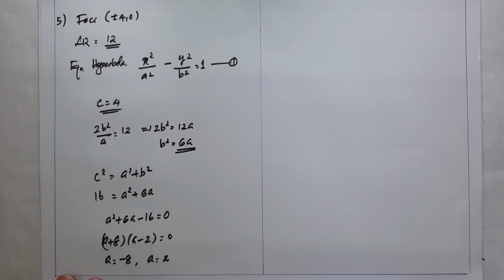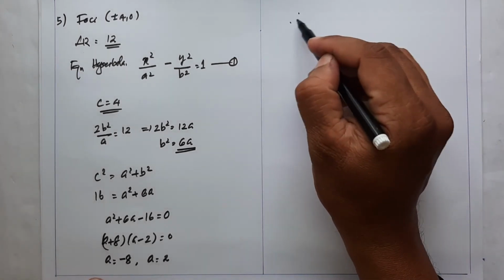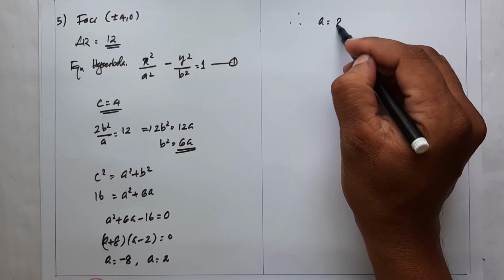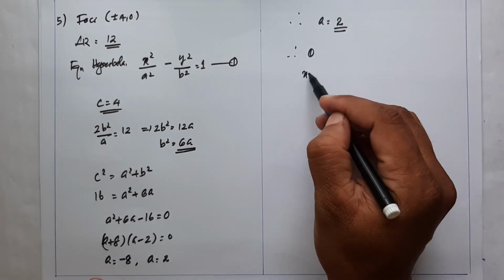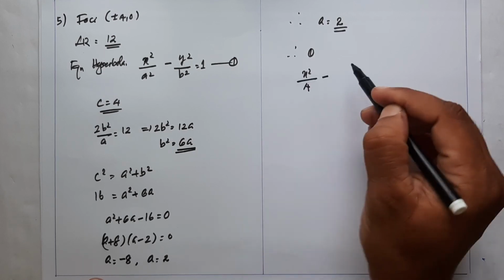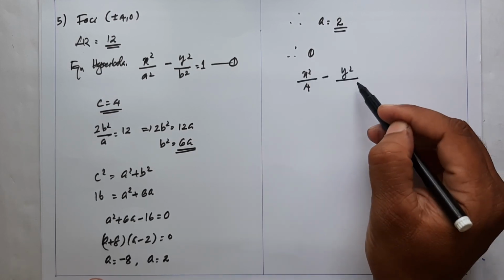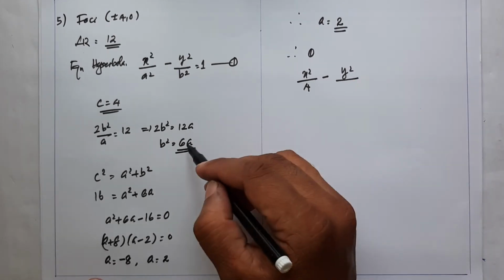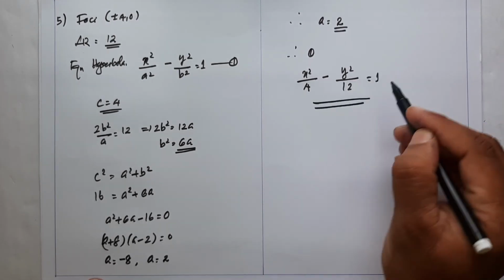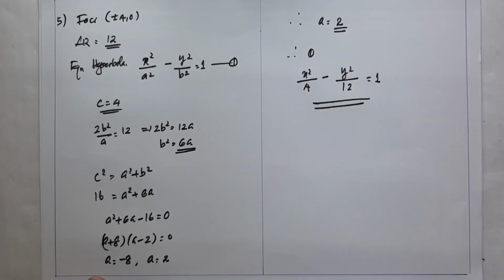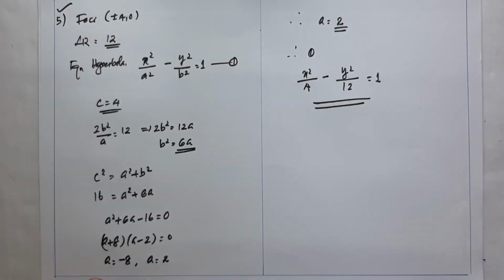Here a cannot be negative, and therefore we consider only the value a is 2. Our equation 1 becomes x square divided by a square, that is 4, minus y square by b square, which is 6 into a, that is 12, is equal to 1. Therefore the required equation of the hyperbola is x square by 4 minus y square by 12 is equal to 1. It's also a very important question.